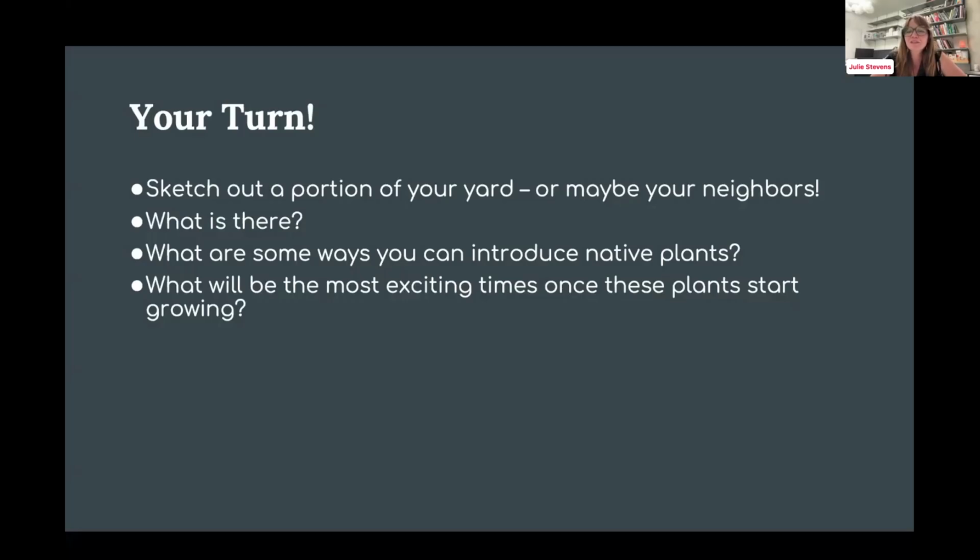So I already mentioned, when the monarch caterpillars start showing up on our milkweed, it's just amazing. Or when they start making their chrysalises. So just take a little second, sketch some ideas, jot some ideas down, make some notes. What are a couple things you could do?